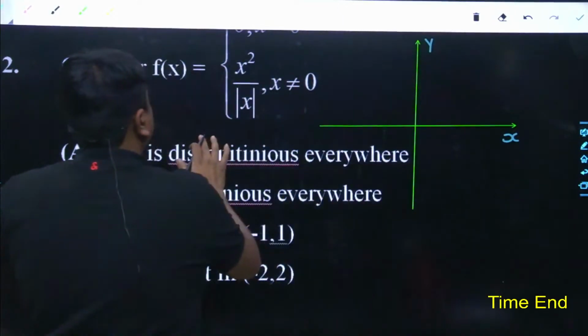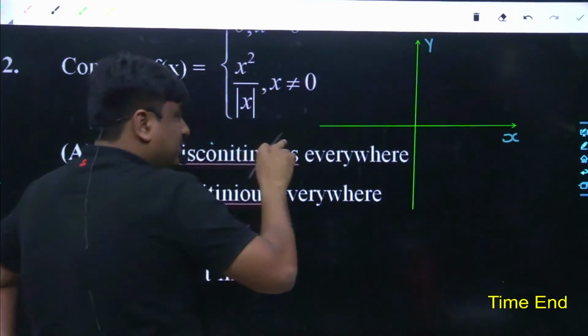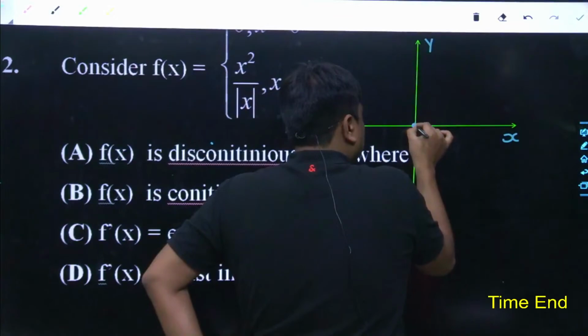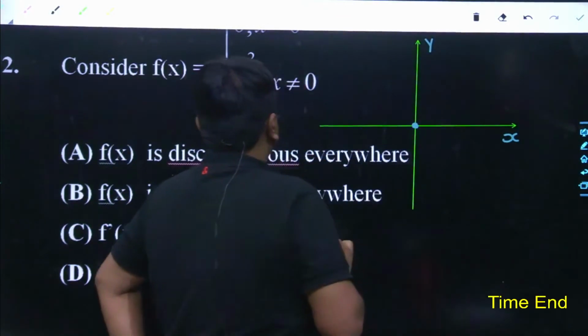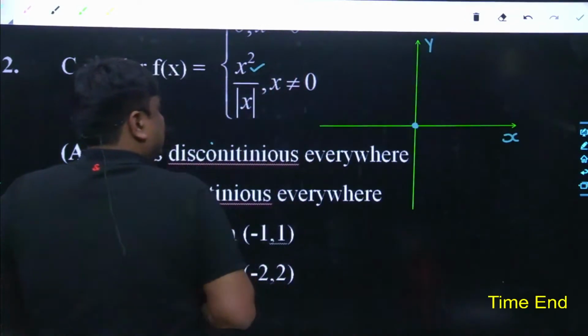The worth of the function is clearly given along with this problem, and that is 0 at x equals 0. So at x equals 0, the dot would be framed at the magnitude of 0. Most of the students might be getting confused at this function.